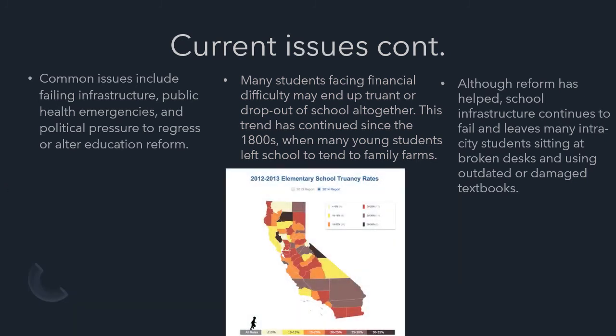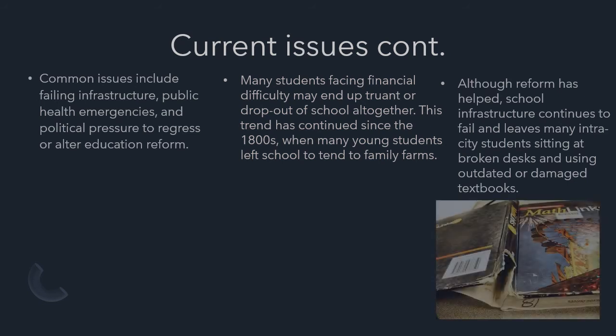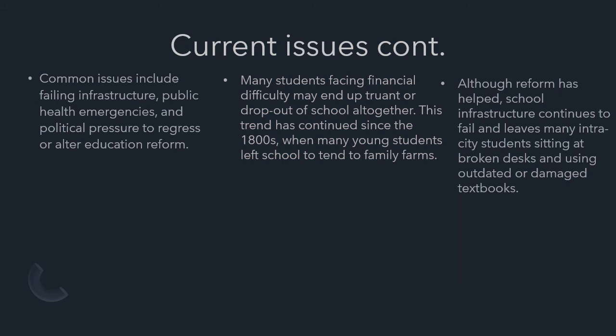In the middle is a chart from California from 2012 and 2013 that describes elementary school truancy rates based on the social demographics those people actually lived in. So as you can see, some counties have a nearly 50% truancy rate. That means 5 out of 10 students are not going to school. Even though it is the law that these students go to school, the parents are not helping to enforce this because of their social status.